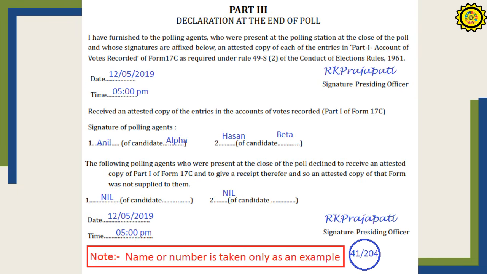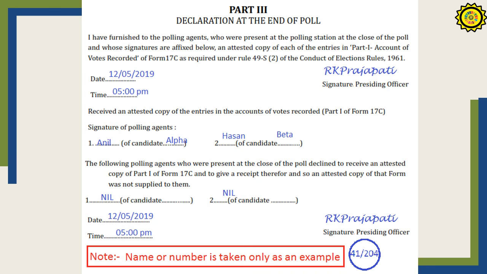Format for declaration of end of the poll is displayed. The presiding officer will put his or her signature at the specified place and will distribute the ballot paper account 17C to polling agents and will take signature as a receipt from polling agents. PO will also put the actual time of close of poll.